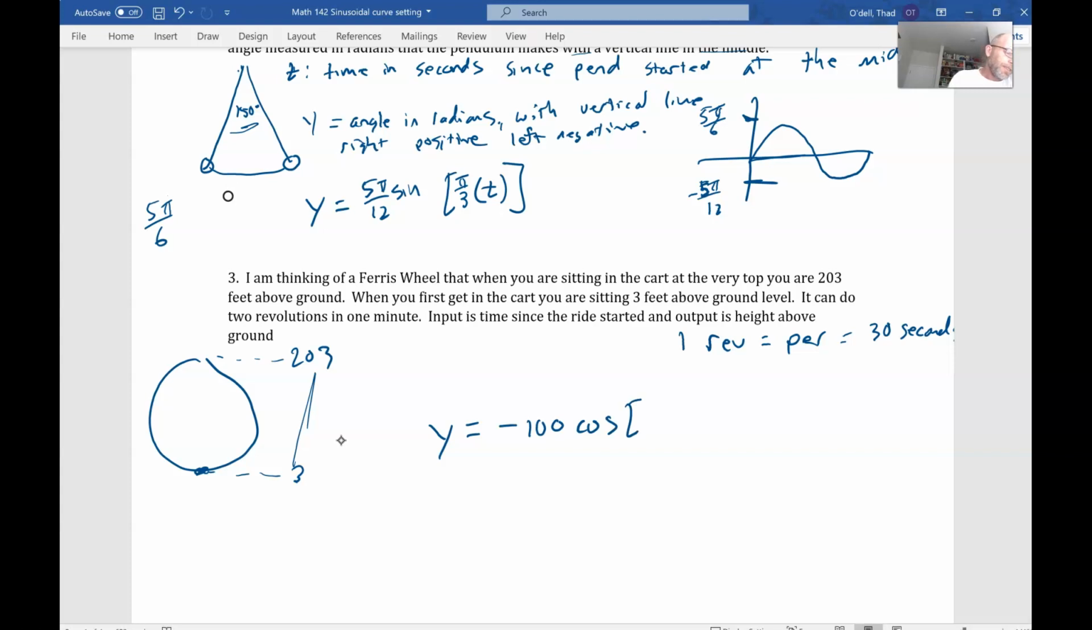My frequency is going to be 2 pi. Frequency is equal to 2 pi over 30, because my period is 30. So that'd be pi over 15. So put pi over 15 in here. Put my time. Don't need a phase shift because I'm starting at the bottom and I put a negative out front. And my middle is going to be 103 because I just shifted up. You can, again, you want to look for the middle of that space.